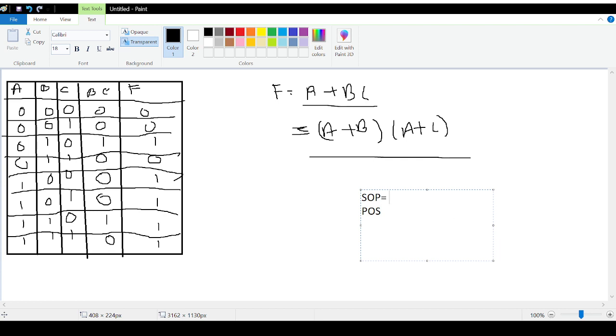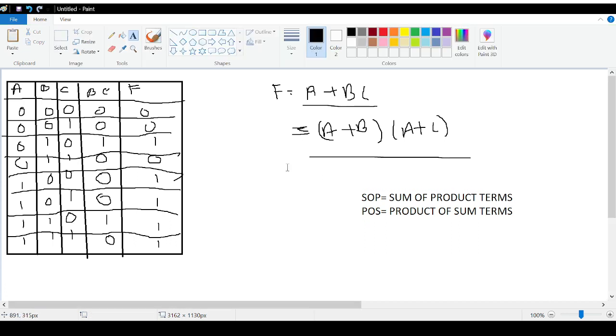SOP means sum of product terms, and POS means product of sum terms. So can you guess which is which? Is the first one SOP or POS? SOP. Okay, the first one is SOP.